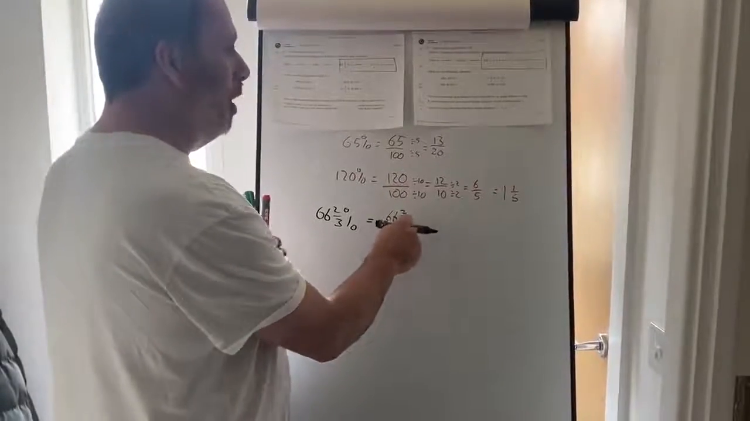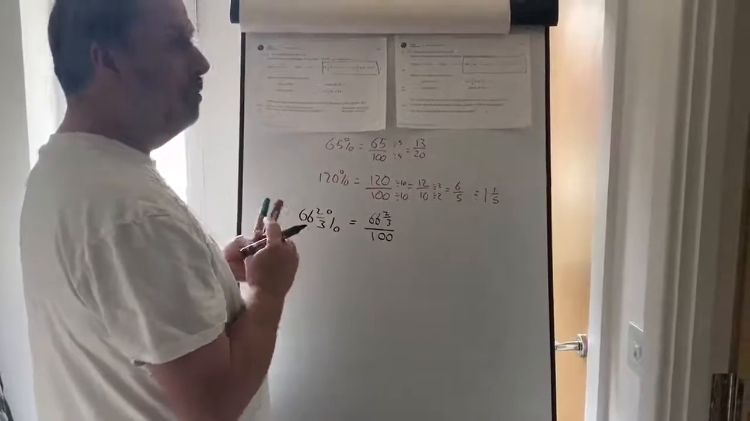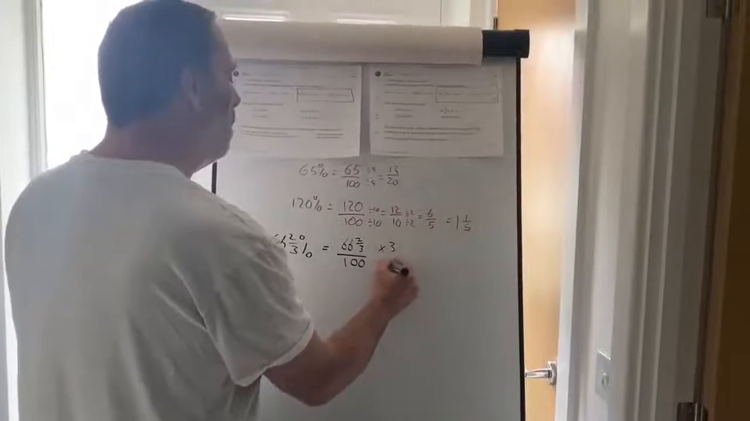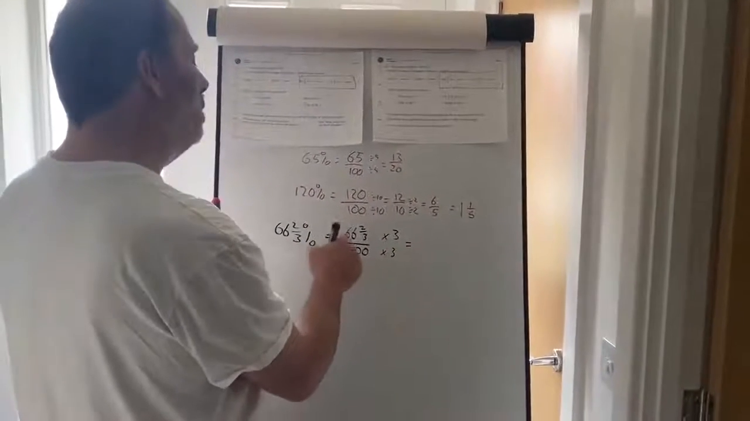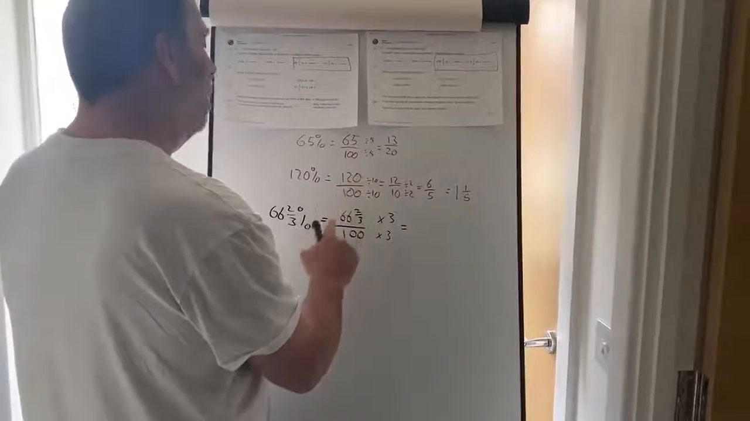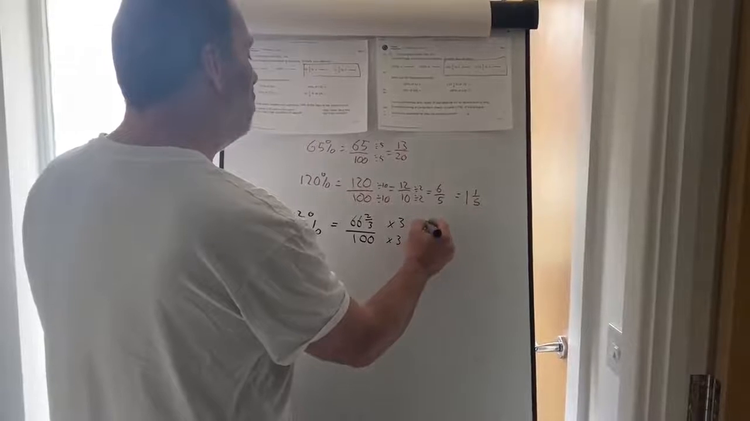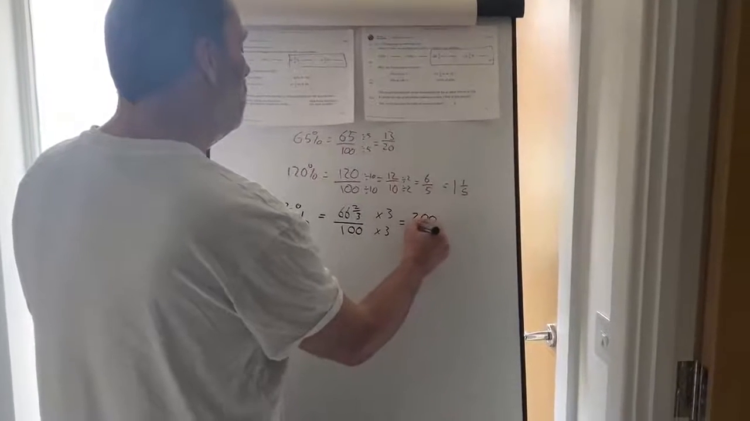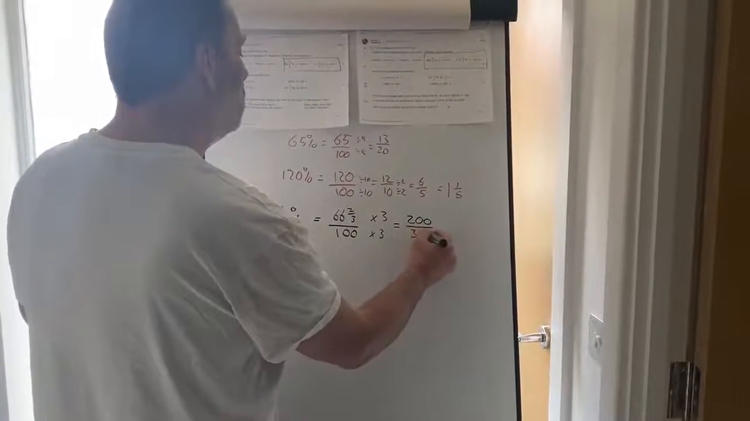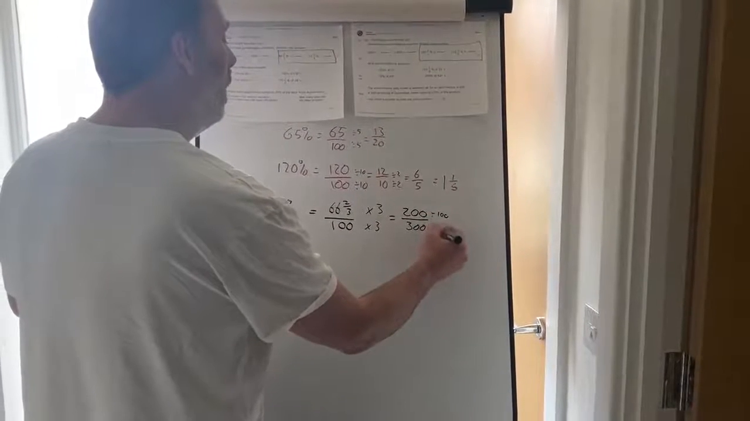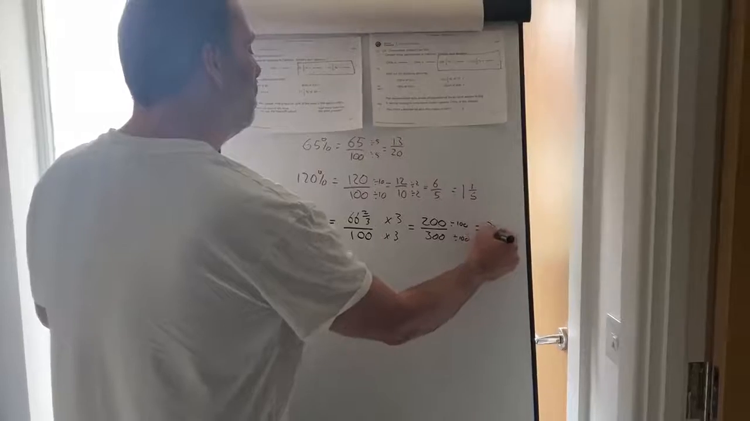I need to get rid of this third, and I can get rid of thirds by timesing by 3. So if I multiply the numerator and my denominator by 3, I will get 200 over 300, which I can divide by 100, divide by 100, and that will give me 2/3.